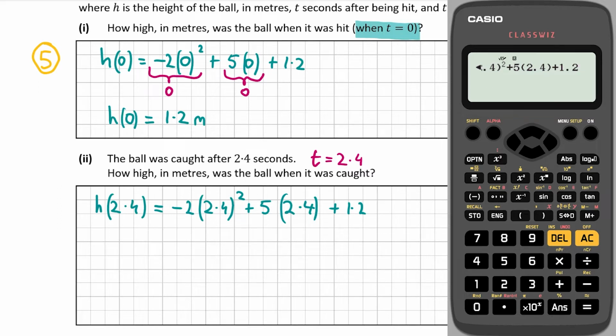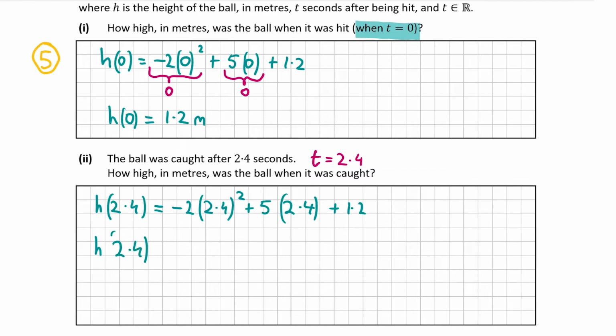I have it into my calculator now. And I'm just going to click equal to. And that gives us 42/25. However, I'm going to change that to decimals, and you can do that by clicking the S to D button right here. And that gives us 1.68 meters. So that means when the ball was caught after 2.4 seconds, the ball was 1.68 meters in the air. So that's my answer for A part 2, which was also worth 5 marks.